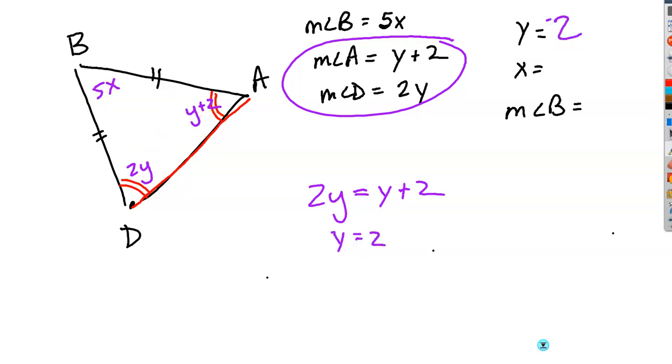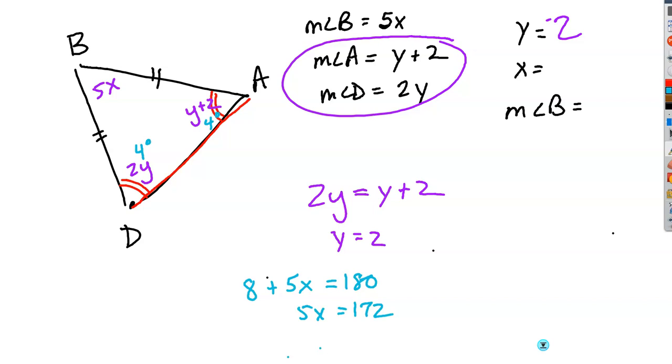Okay. And then I know B is 5x, but I want the measure of angle B and I need x. So this is when I would plug this back in. So now that I know y is 2, that makes this 4 degrees and this 4 degrees, which means, let's see, that's 8. So we have 8 degrees plus 5x. Now all three of those will add up to 180. So I get 5x equals 172. This one isn't going to come out nice, but that's okay.